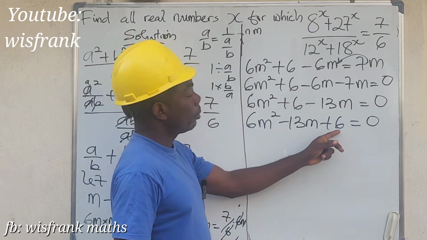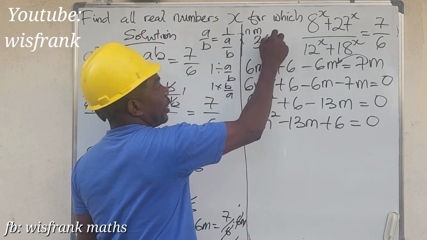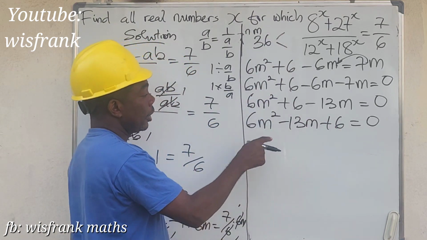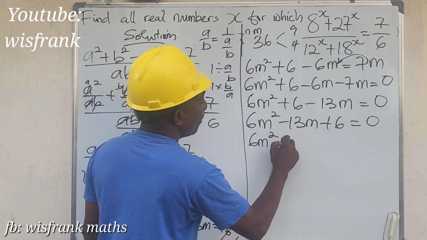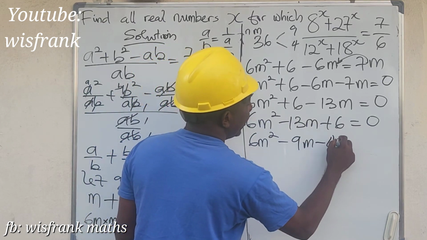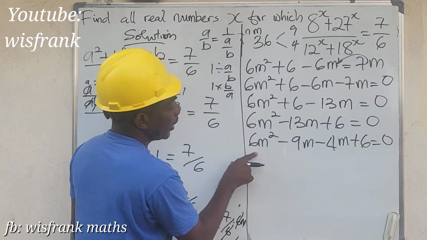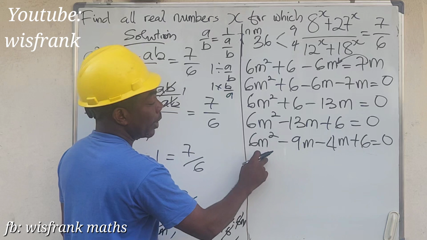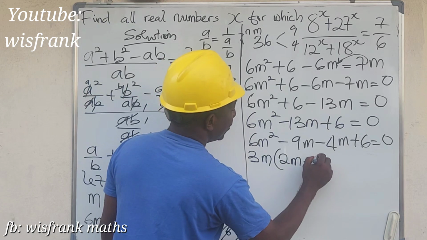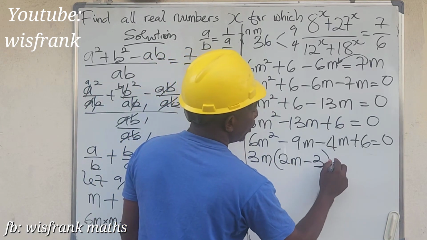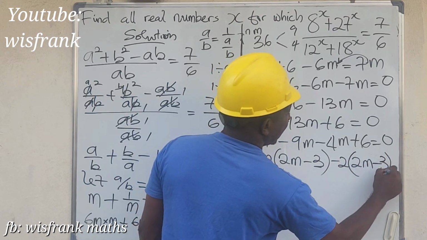So here we can multiply 6 by 6m squared, give us 36. So 36, two factors of 36 that when we add or subtract will give us 13 is 9 and 4. So here will become 6m squared minus 9m minus 4m plus 6 equals to 0. So here, between here and here, 3 is a factor. Okay, 3m is a factor. We can factorize with 3m. So we have 3m into 2m minus 3. Then we have here 2 is a factor. We have minus 2 into 2m minus 3 equals to 0.